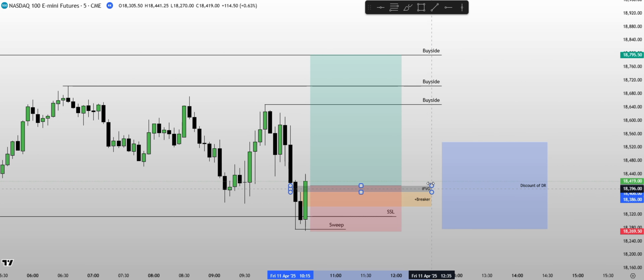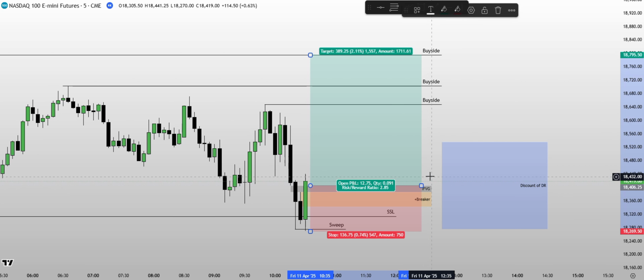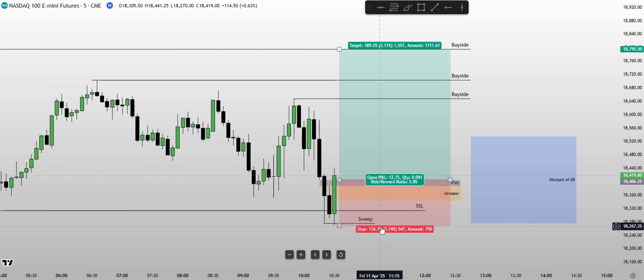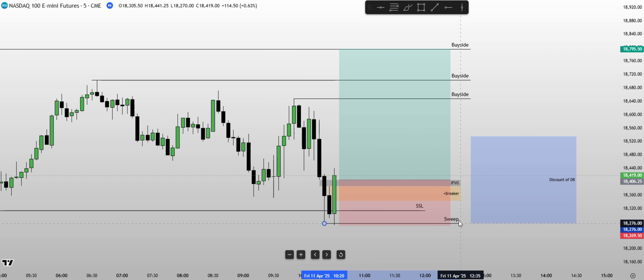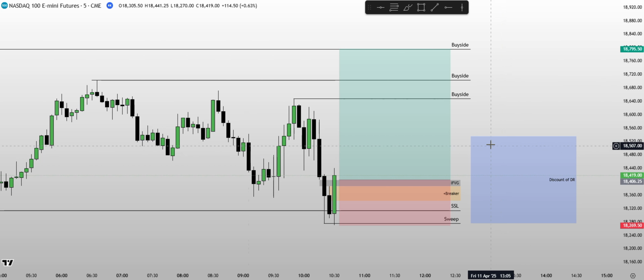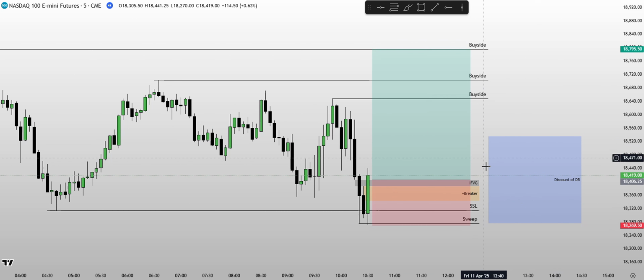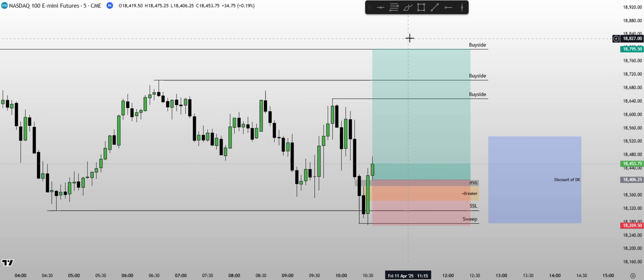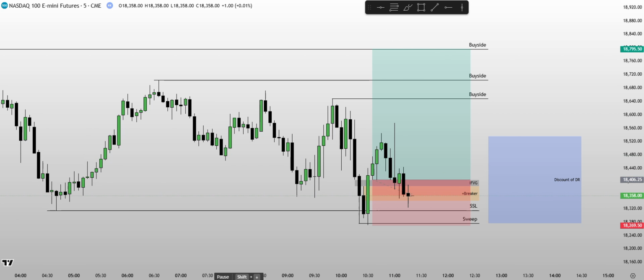Clear confirmations on the higher time frame, clear draws and objectives on the higher time frame, clear confirmation on the lower time frame, all while being in the discount of that dealing range. You use that range. This is the discount, the lower half. This is an optimal area to look for longs. And so you wait for the retest. We're in right here. And you target those opposing liquidity levels.